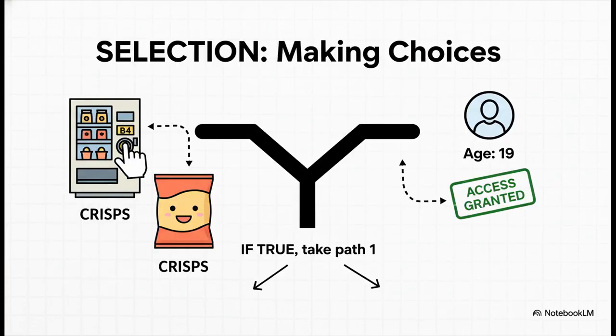But let's cut through the jargon. All it really means is that it's how programs make choices. It's that simple. If the user presses B4, then drop the crisps. If a user's age is over 18, then let them in. It's this basic logic that makes our programs seem smart.